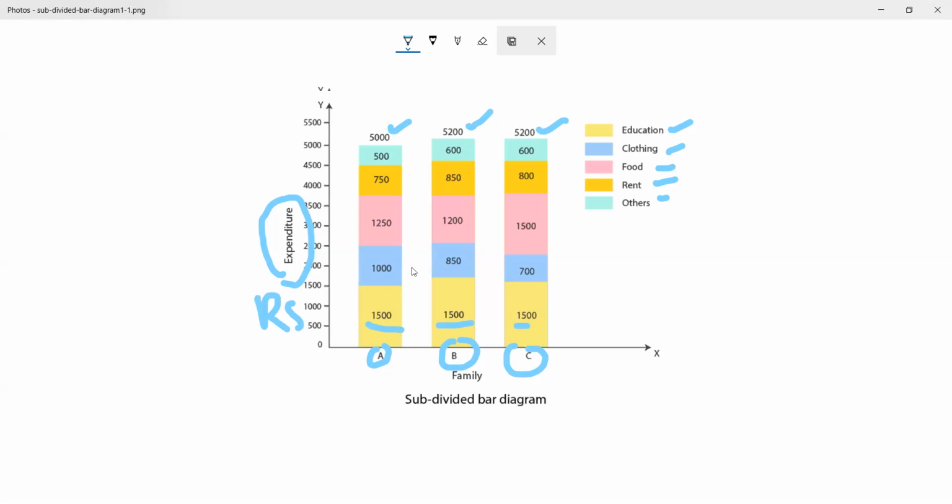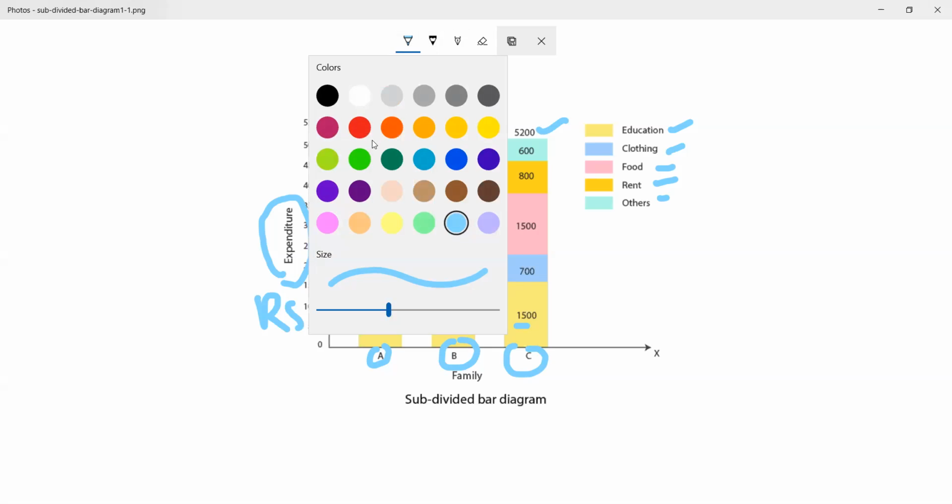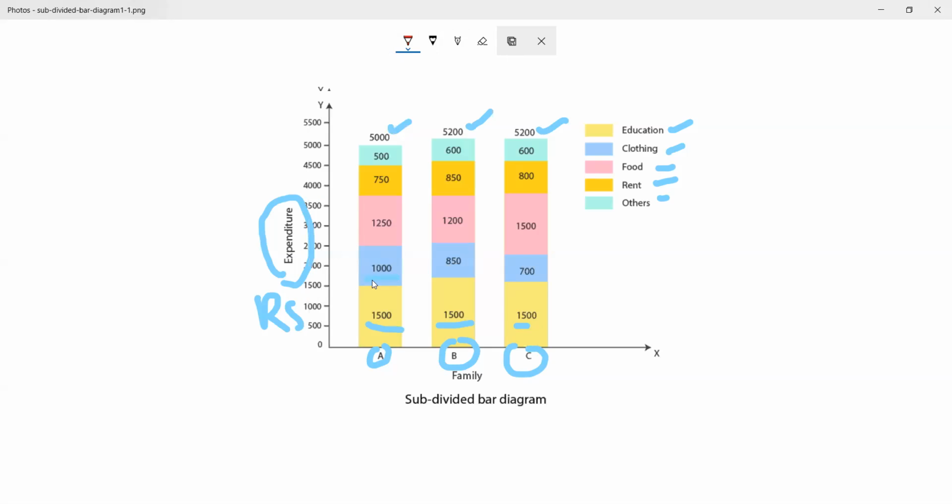And on clothing, you can see which family spends the most, family A, you can gauge from this. But I'll use a different color so that you can see that. Right. See, family A is spending the most amongst the three families here on clothing. Then you can also gauge from this which family spends the least. You can get several insights out of these.